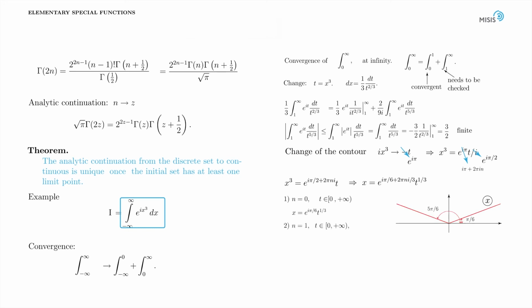Now suppose n equals 1. Again, t runs from 0 to plus infinity. This time x is a ray inclined at 5 pi by 6. So, utilizing these two changes, we have actually deformed the initial contour, which ran along the real axis, into a sort of bird-wing shape in the complex plane.